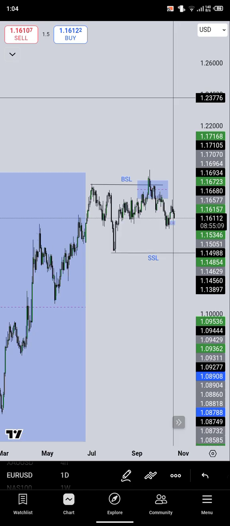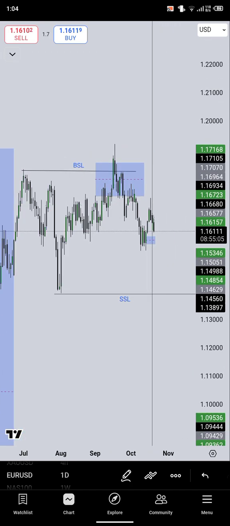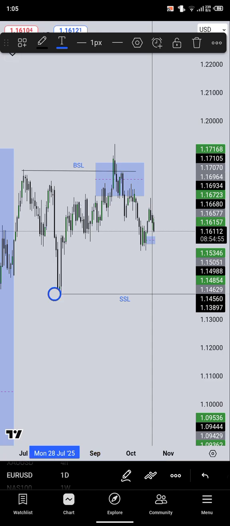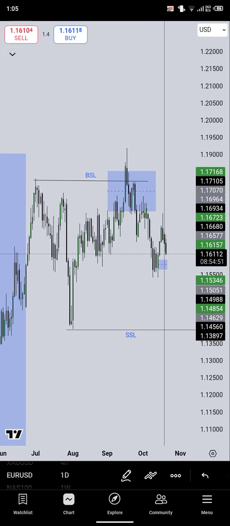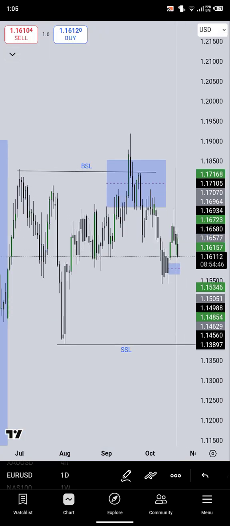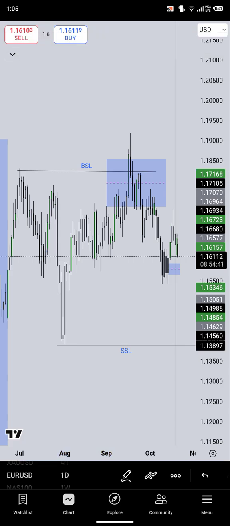Then, looking at this point, we have a buy side liquidity that has been taken out, and then we have a sell side liquidity here. And then notice this area here that is shaded. As soon as price took out this buy side liquidity, we can see a turtle soup here.